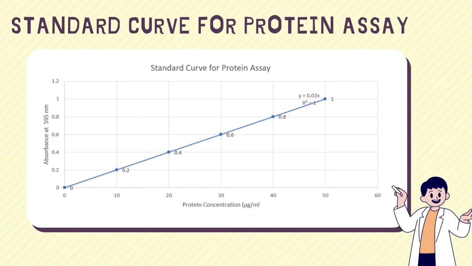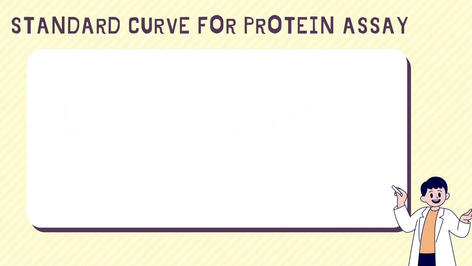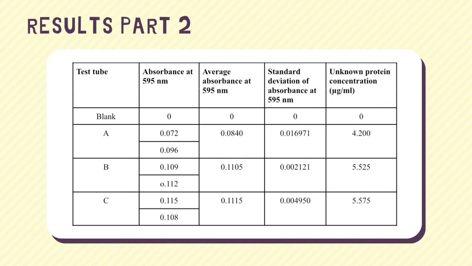The standard curve equation y equals 0.02x also confirmed that the absorbance increased proportionally with the protein concentration. This validates the reliability of protein assay quantification. Then, the analysis of unknown sample A, B, and C using standard curve determined their protein concentration. These values were obtained by substituting measured average absorbance value into the derived linear equation, which shows good precision with relatively low standard deviation. Small deviation indicates minimal variability between replicate measurements.